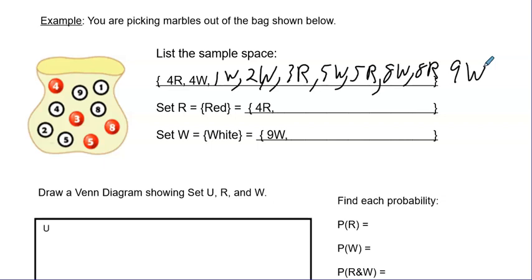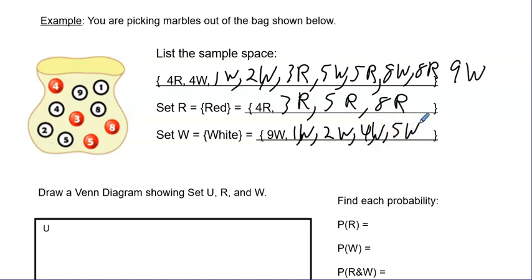Now, what are our red possibilities? Well, there's a 4 that's red. We said there's a 3 that's red. There's a 5 red, and there's an 8 that's red. What about our white? Well, there's a 9. There's also 1, 2, 4, 5, and 8. Right? Let's double check that. There's a 1, 2, 4, 5, 8, and 9. I missed the 9. Oh, that's the one that was given to us. Yeah.